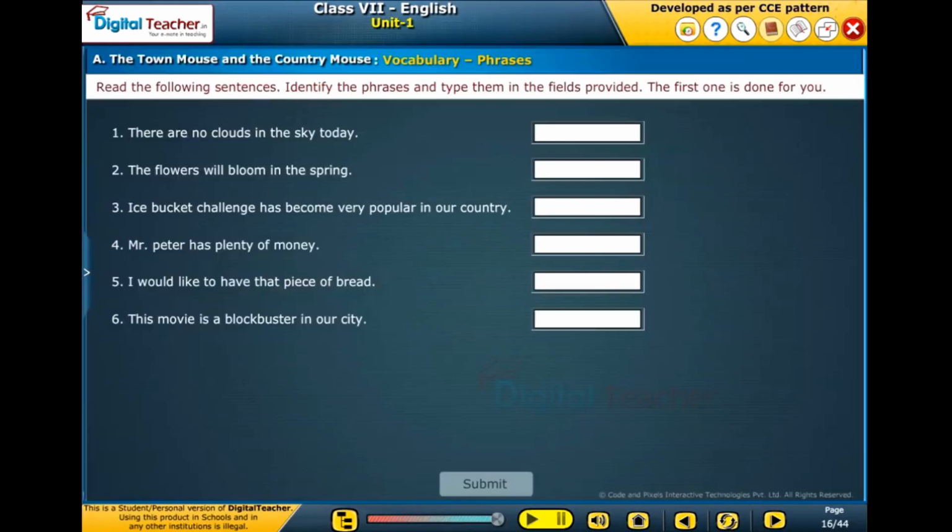Take up the following activity to understand the phrases better. Read the following sentences, identify the phrases and type them in the fields provided. The first one is done for you.